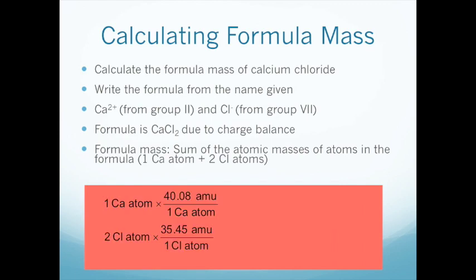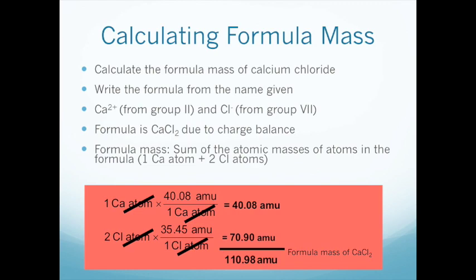So 1 calcium atom weighs 40.08 AMUs, 2 chlorine atoms weigh 35.45 AMUs each, and the atoms cancel. So the total mass is 40.08 plus 70.9, which yields 110.98 AMU. And that is the formula mass of calcium chloride.